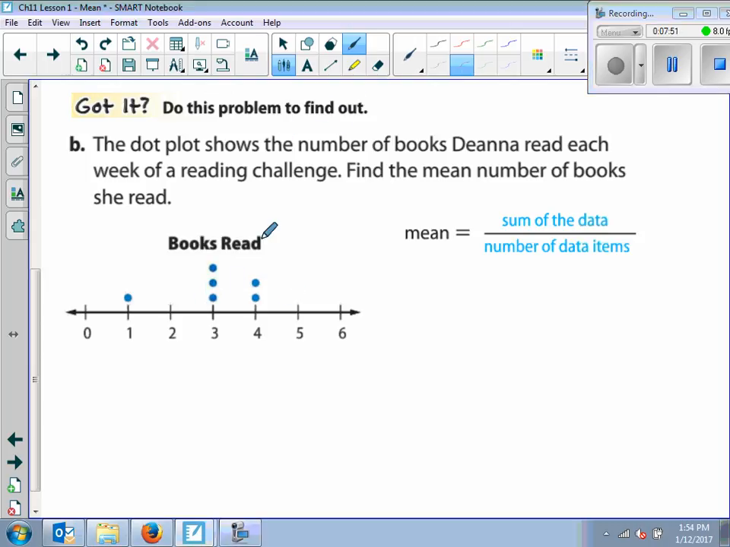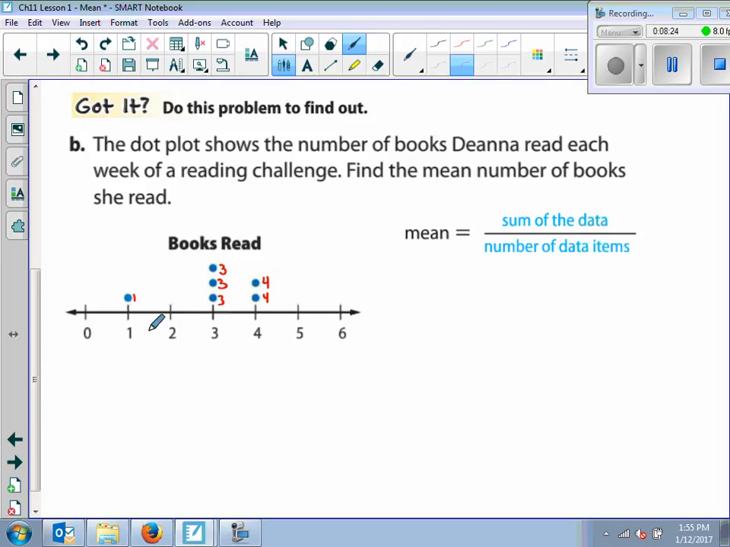So here, when we're looking at this, how many books did she read in this first week? 1. How many books did she read in the second one? 3. How about this week? 3 again. And how about this week? 3 again. So, see, it's 3, 3, 3, right? And then over here, 4 books read in that week, and how many in this week? 4. Very good. So now we want to find the mean number.